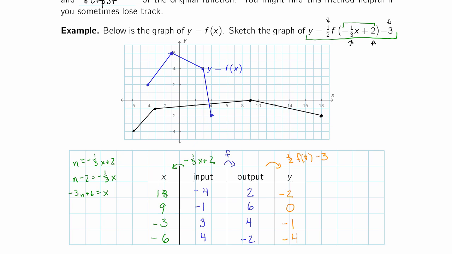So which method should you use to apply transformations? Whichever you find easier. Whichever you find easier to keep track of. Both methods work perfectly well. You should choose whichever one you prefer.